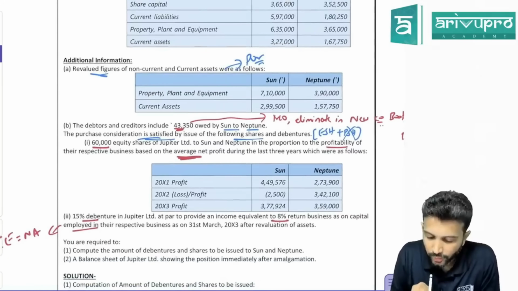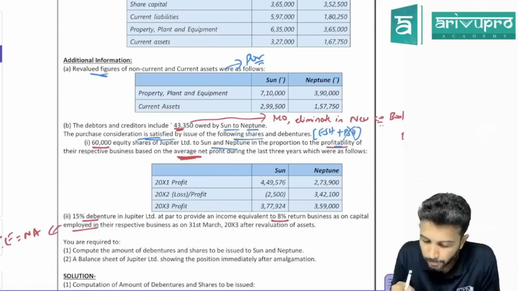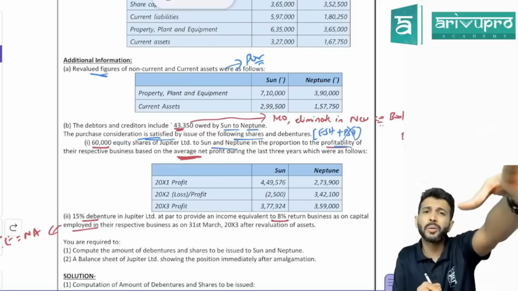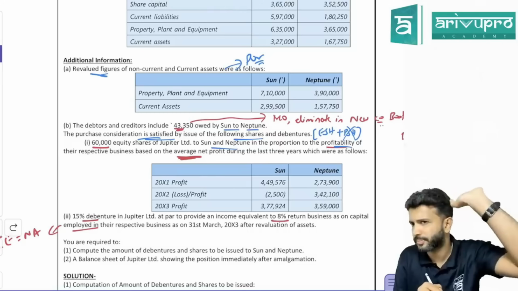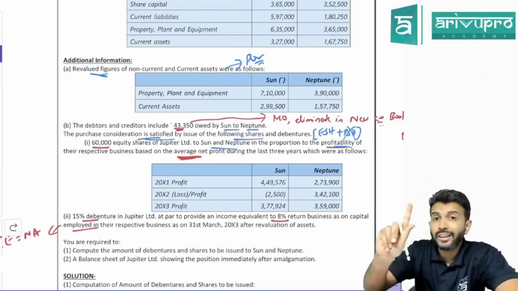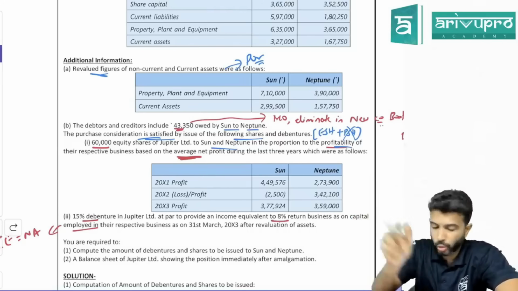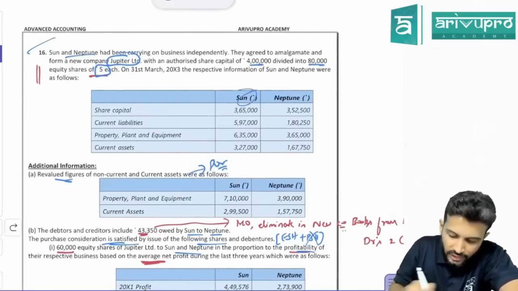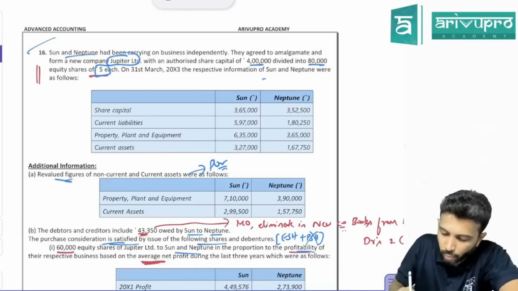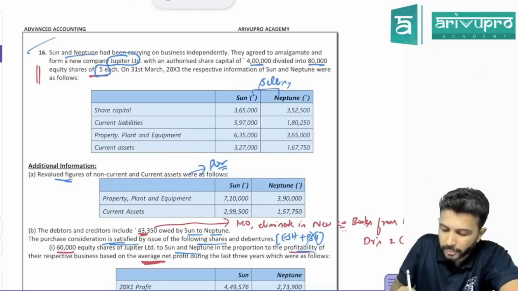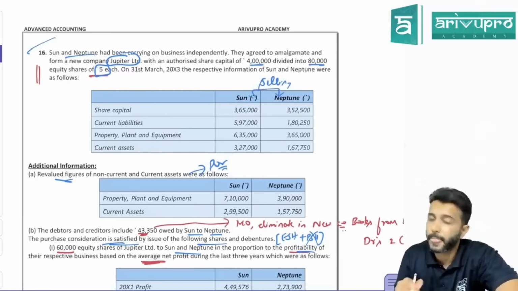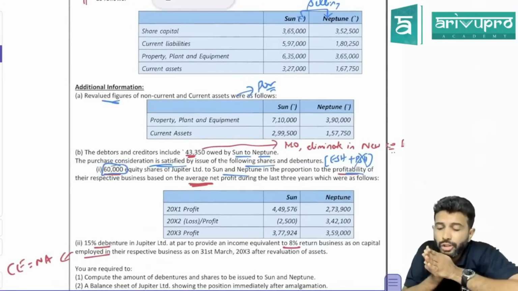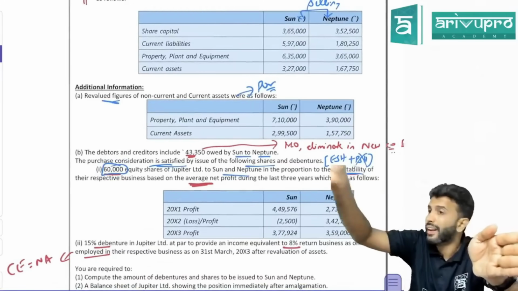Okay, 60,000 equity shares to Sun and Neptune in proportion of profitability of respective business. So totally how many equity shares will be given by the new company? 60,000. Okay, is there one selling company here or two? Two selling companies, because who is the new company? Jupiter. Sun and Neptune, both are selling companies here. That means owners of selling companies will get PC. How much PC is given in the form of equity shares? 60,000. The 60,000 you have to distribute to Sun also, to Neptune also.